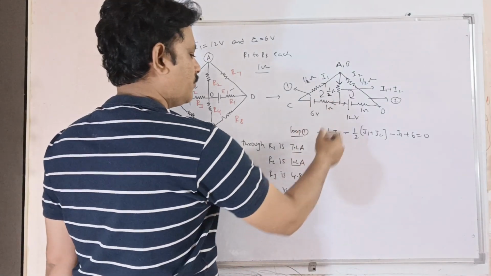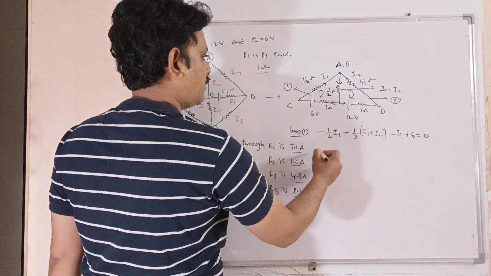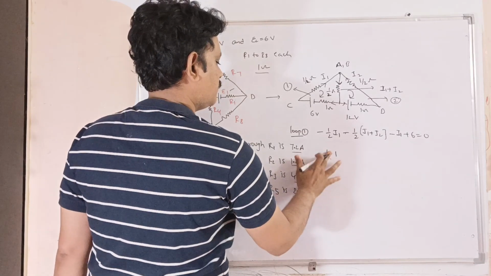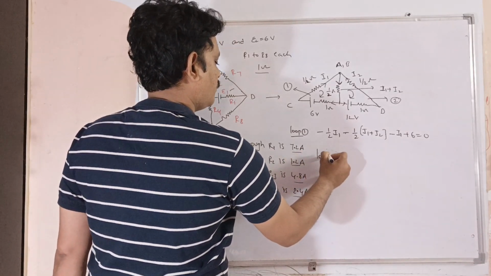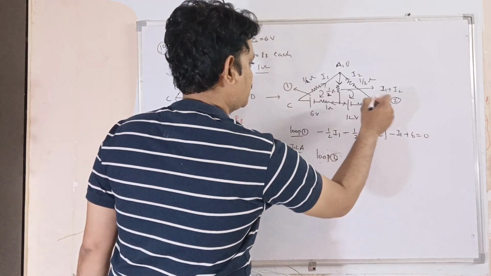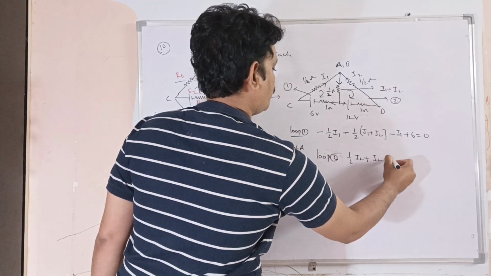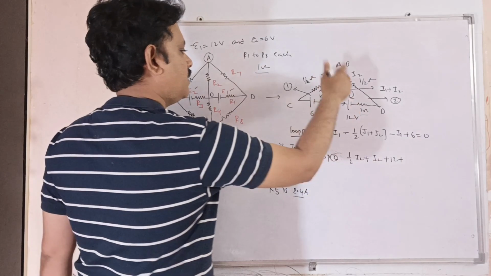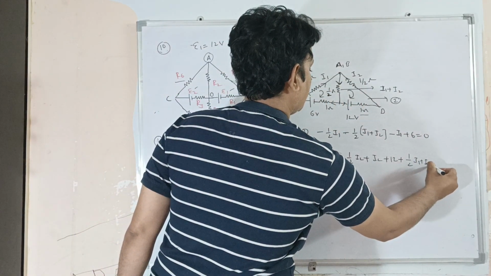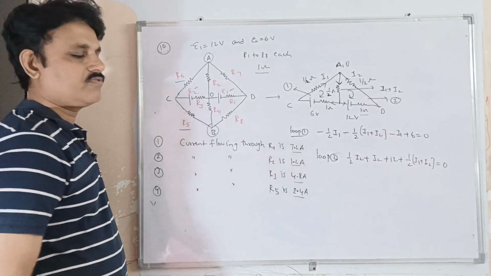So for loop 2, if you observe, in clockwise direction if you take, then 1 by 2 into I2 plus through 1 ohm, that is I2, plus 12 volts, and that is opposite direction to the current, plus 1 by 2 into (I1 plus I2) is equal to 0, and that is for loop 2.